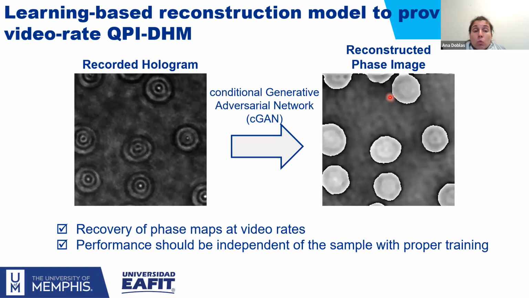Our goal is to give the model the recorded hologram, and the model needs to tell us what the reconstructed phase image is. That needs to be insensitive to any kind of dust, change of intensity, or any change of the experimental conditions. The model needs to be completely insensitive. And we need to do this really, really fast. We want live quantitative phase imaging of the samples. Even though our cameras see the holograms, we want to see real-time phase images.